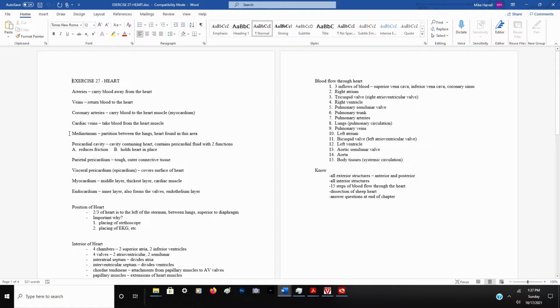Something else worth mentioning is that the heart is found in an area called the mediastinum. Well, that's a region in between your lungs. There's more than just the heart found there, but something that is. There's also the pericardial cavity.